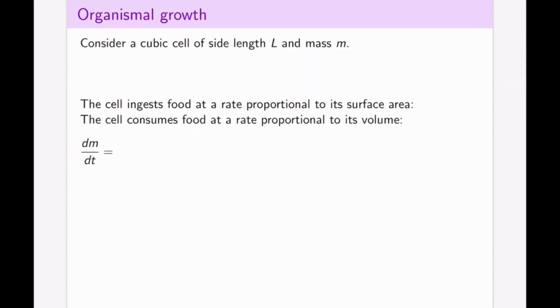In this next example, we're going to consider a general setup for organismal growth. We will have to make some simplifying assumptions along the way, but this is going to be generally a reasonable approach to think about how cells grow. We're going to start with a cubic cell, just so that we can have a handle on the shape of the cell, with side length L and mass M.